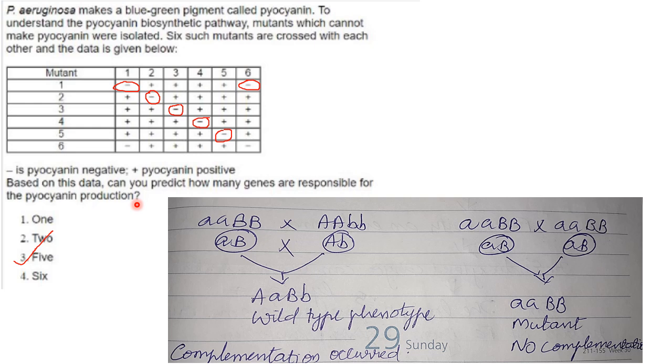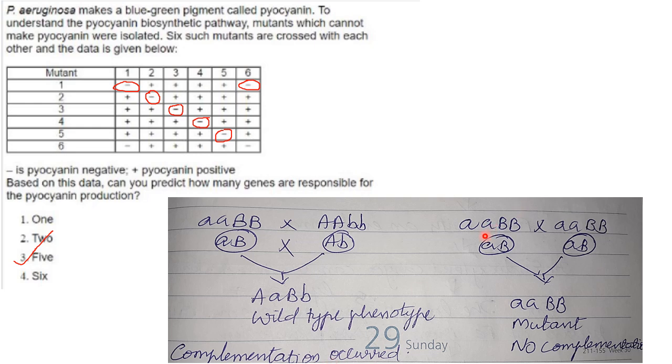Now this is the case of complementation test. So suppose if there are two genes which are responsible for the production of phycocyanin. One is capital A and capital B. When you cross a mutant of A with a mutant of B, that is small a is the mutant of A and small b is mutant of B gene. So small a, capital B, capital A, small b. These are the gametes and you will get A and B. That is the wild type phenotype. Capital A and B gene have complemented each other and you get wild type phenotype showing that complementation has occurred.